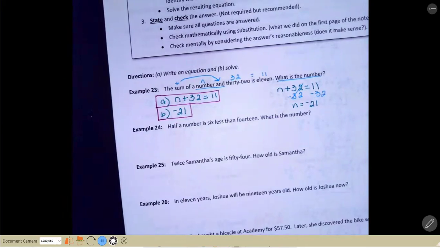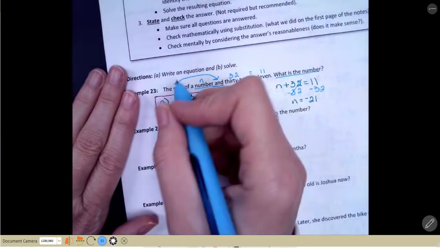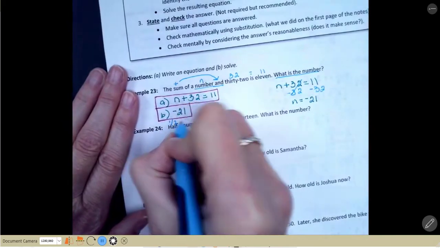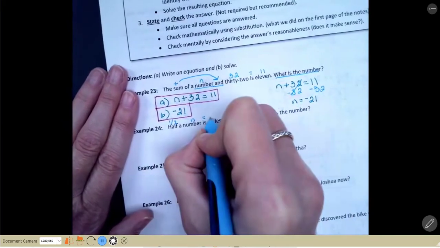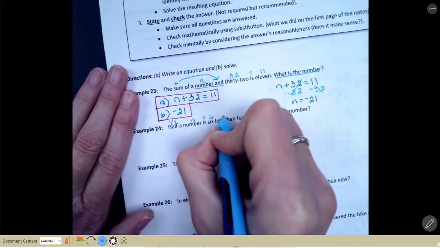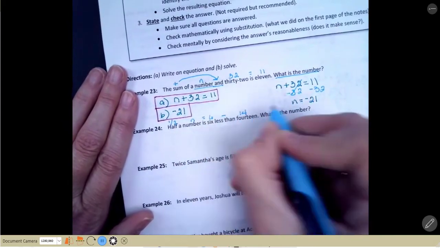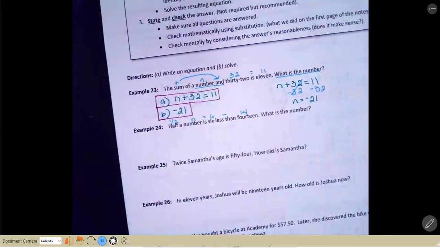I would like for you to try to write out the equation for 24 on your own, and then we'll check that before you solve it. Go ahead and try that one. I'm just going to annotate while I'm waiting for you guys. Okay, I annotated, but that doesn't mean that that is the correct equation.